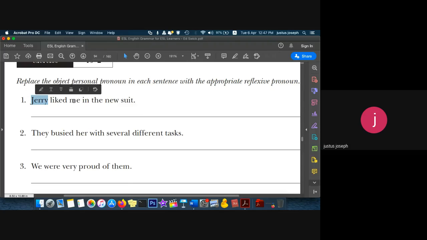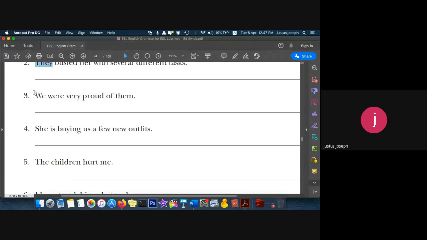So Jerry liked himself. What are we referring back to? Jerry, the subject. So Jerry liked himself in the new suit. They bruised themselves. Themselves is referring back to they. Okay, that's what they want us to do. We were very proud of them. What will it change to? Ourselves. We were very proud of ourselves.